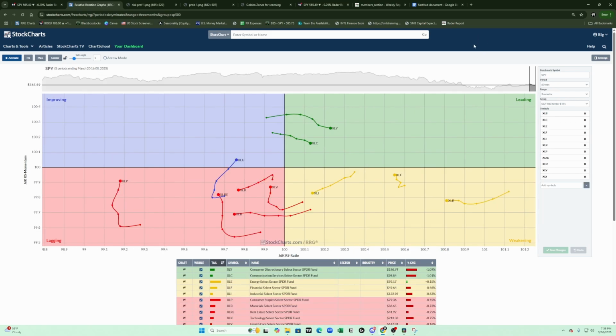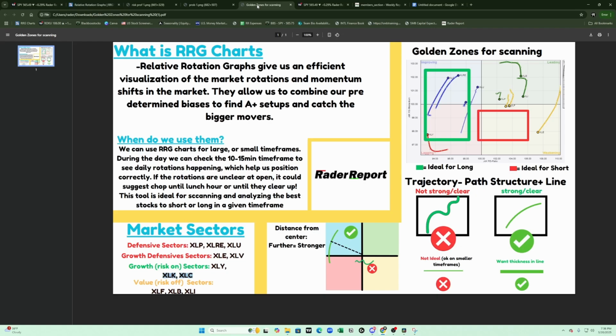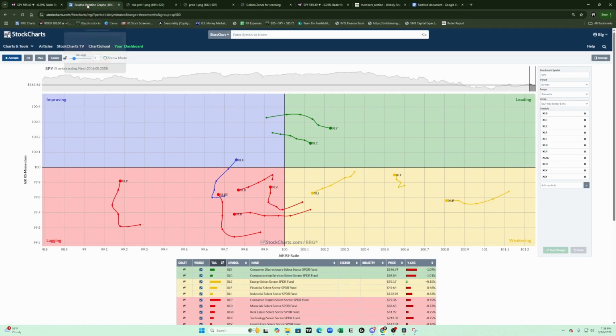Now, I did want to add in one more piece of information, because I'm sure a lot of you guys are wondering, Raider, how did you come to the conclusion that this is the best zone? Why, statistically, is this the area where we want to be involved for a rotation? Well, there's a lot of great research out there, and I'm actually going to show you guys.